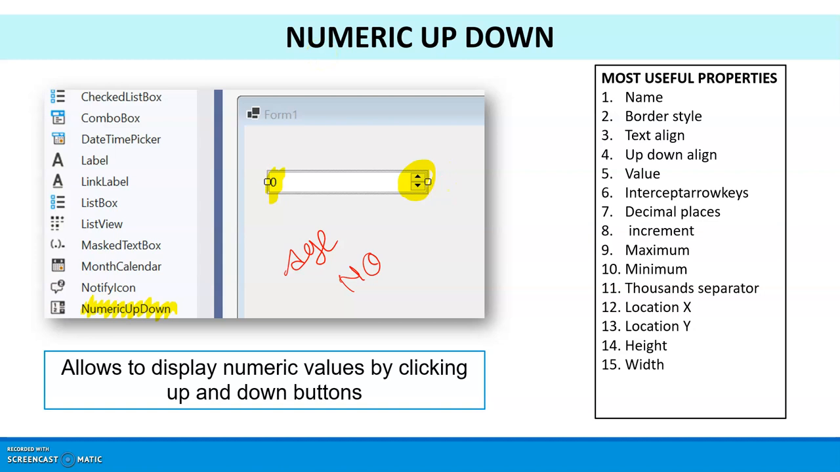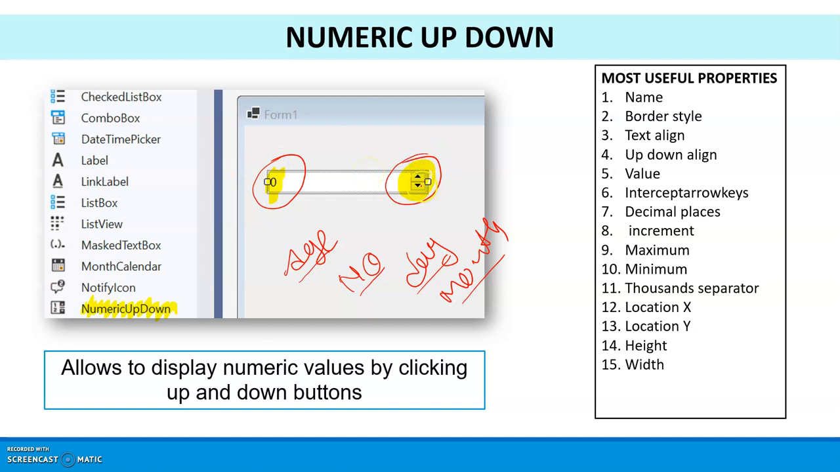By using this numeric up down you can reduce the chance of error, right? Let's say day, then month. This type of data you can take using the numeric up down. Now it is clear why we call it numeric up down, numeric. But what is the meaning of up down?